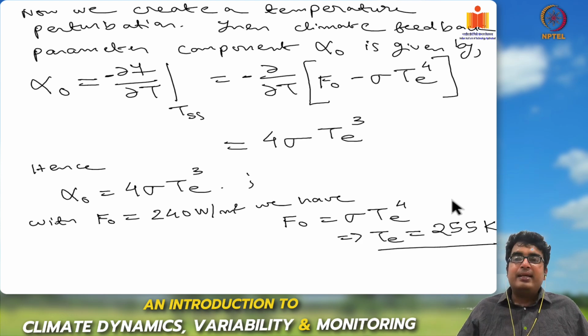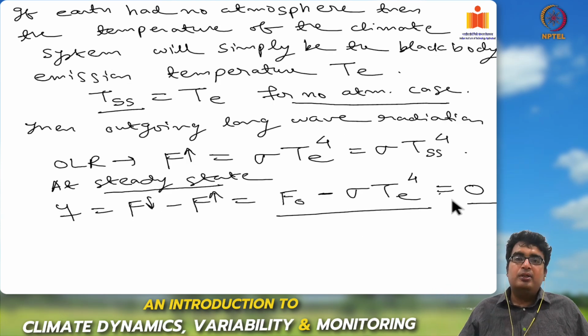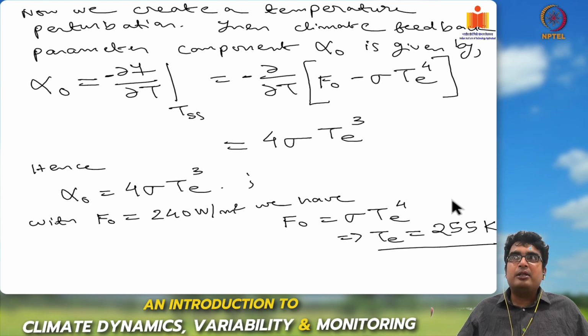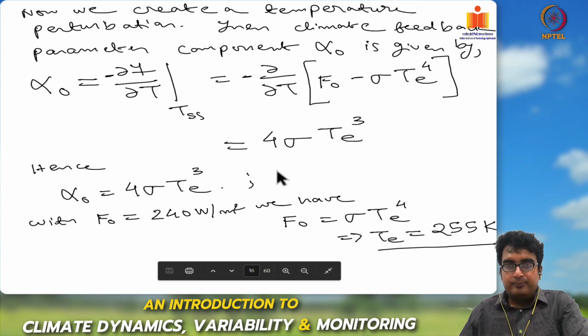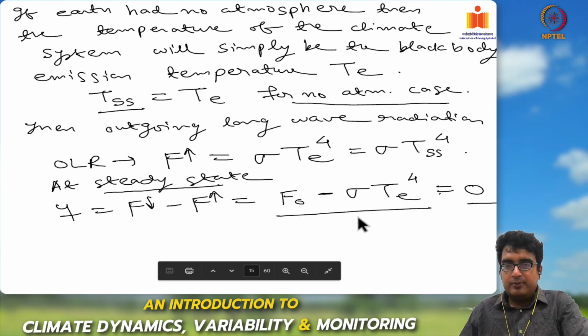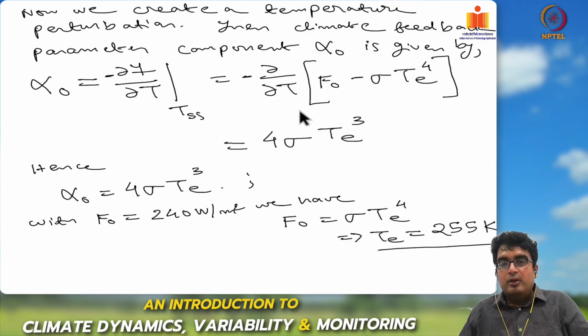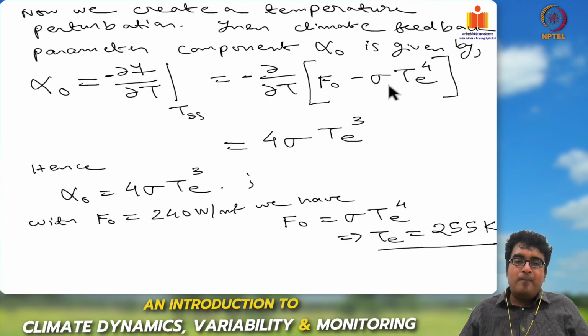So now, under this no atmosphere condition, we create a temperature perturbation to the planetary system. Then the climate feedback component alpha 0 for this no atmosphere case is minus del F del T, where we are taking the gradient around TSS. So this is minus del del T of this F term here, so minus del del T of F0 minus sigma TE to the power 4.